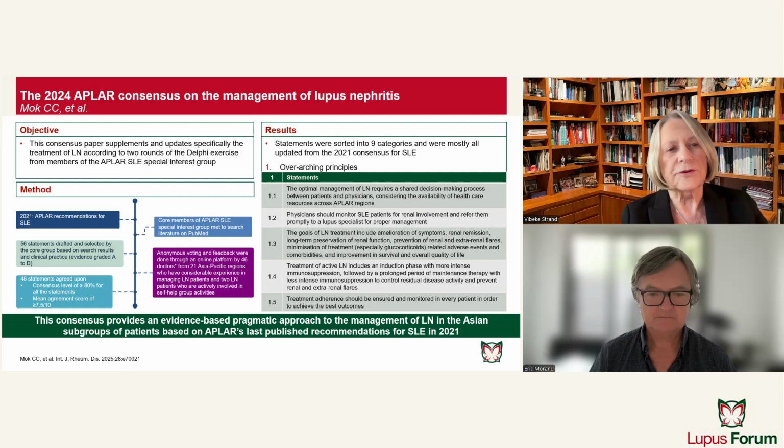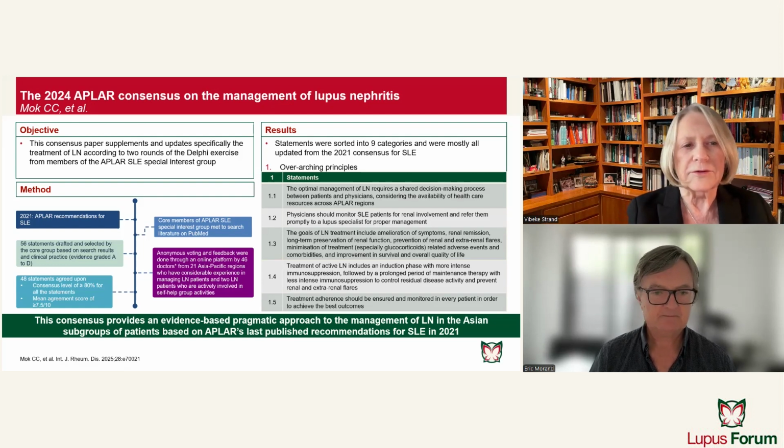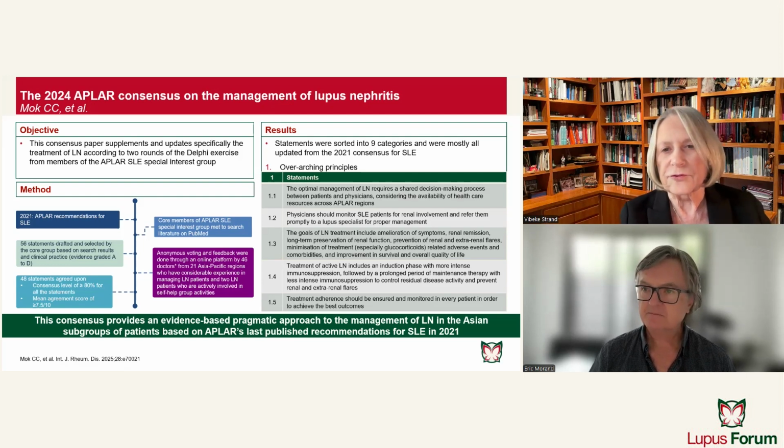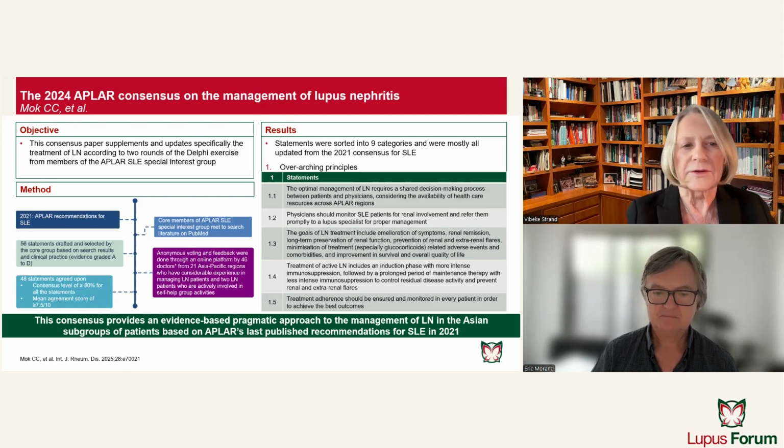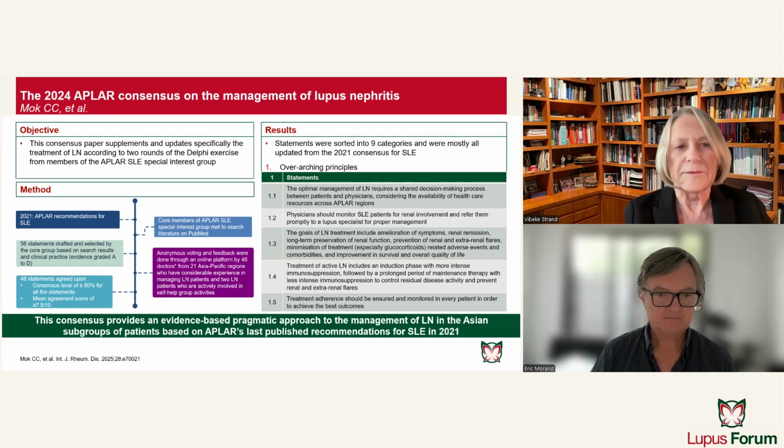So these were largely based on the APLAR recommendations from 2021 for lupus. And then the core members formed a special interest group and did a literature review, which was available on PubMed. And 56 statements were drafted and selected by the core group based on the search results and the clinical practice evidence graded A to D.